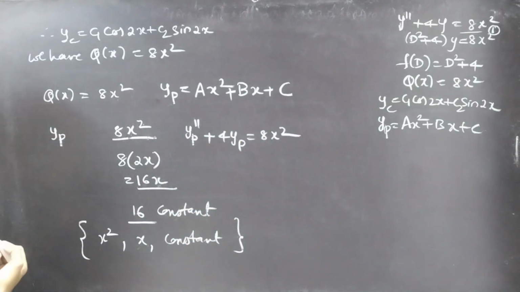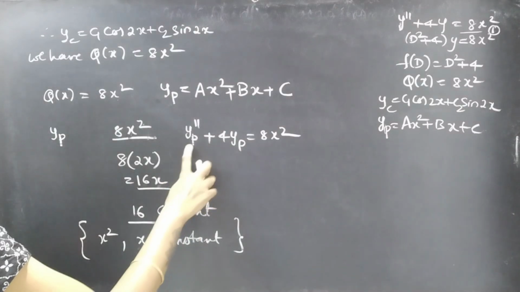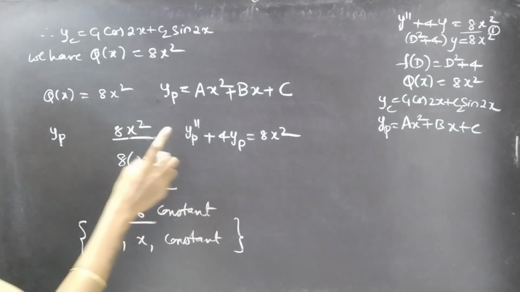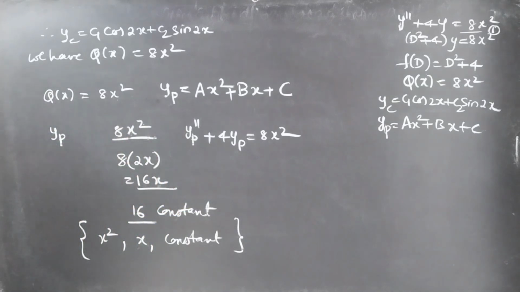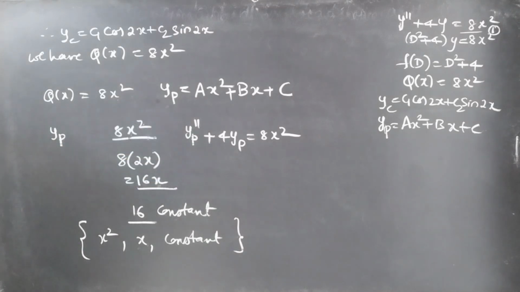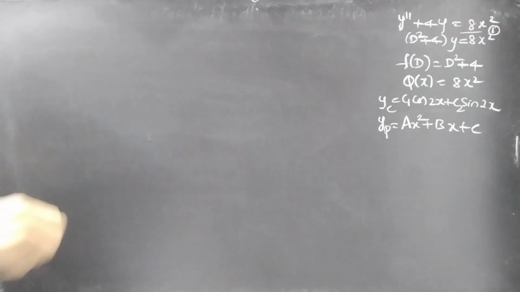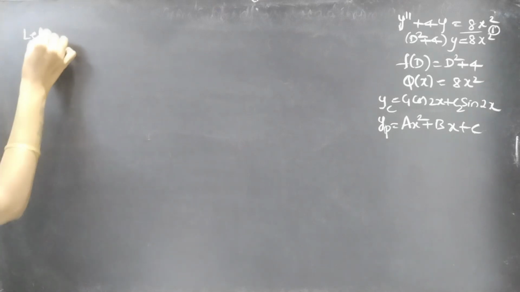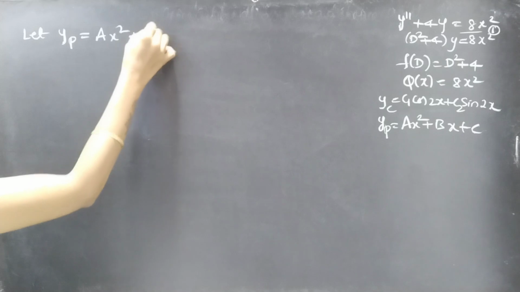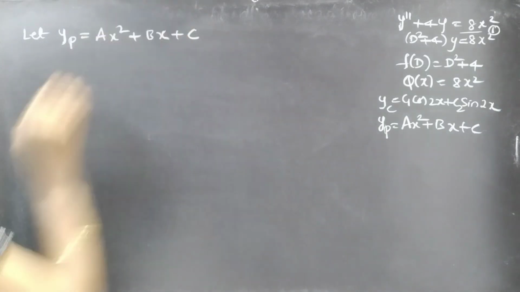yp'' + 4yp = 8x². We have yp, but we need to find yp''. In order to find yp'', we need to find yp' also. Fine. Now let's find yp' and yp'' using this yp. Let yp = ax² + bx + c.